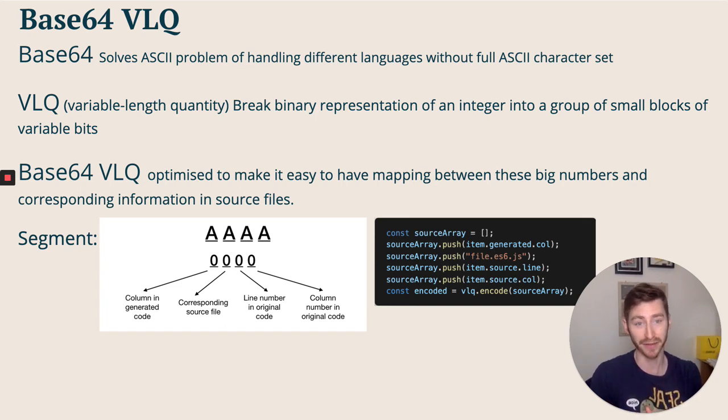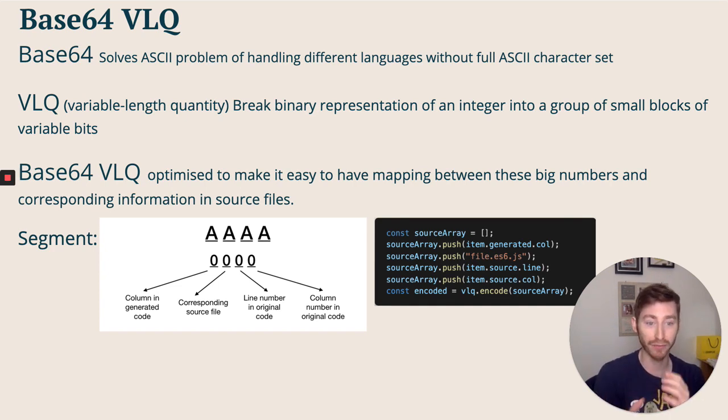So that's base64. VLQ stands for variable length quantity, and its job is to break a binary representation of an integer into a group of small blocks of variable bits. And so when we put them together, the idea is that it's optimized to make it easier to have these mappings between big numbers and corresponding information in source files. So very useful that way.